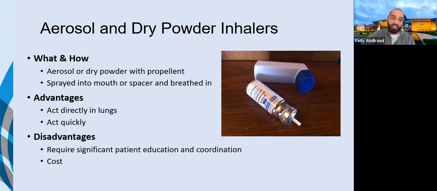So one of the disadvantages here is it requires significant patient education and coordination. Anyone who's used an inhaler before knows it's hard to coordinate pushing down and breathing in at the same time. What we're seeing now, which is great, is inhalers coming in more of a Respimat dosage form. Respimat is more of a mist, so you push down and it creates a mist that you can breathe in at your own pace. Good things here: they act directly in the lungs. You breathe it in, it goes right down into the lungs, and they act pretty quickly.